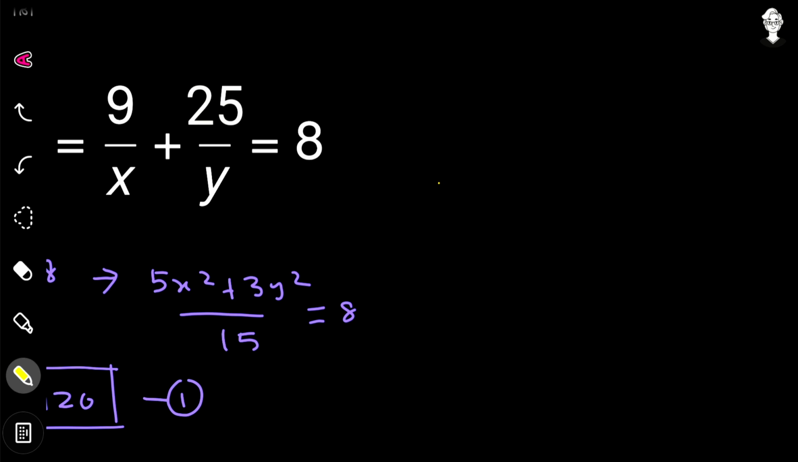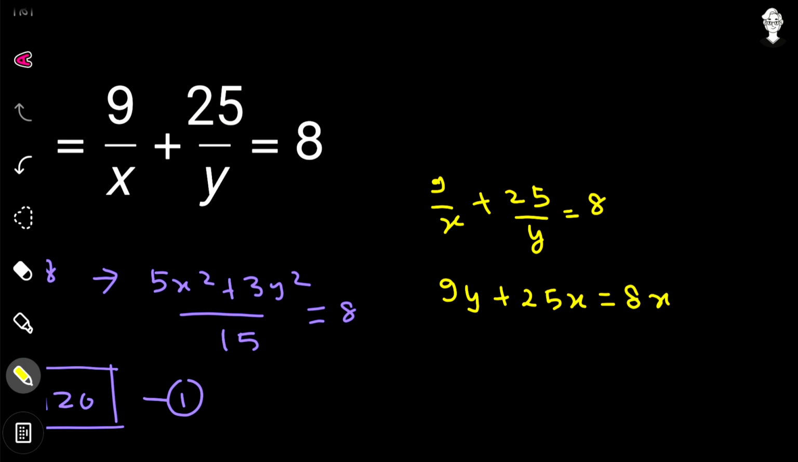So it is going to be like this way: 9/x + 25/y is going to be equal to 8. We will take the LCM, so we will get that 9y + 25x is going to be 8xy. Now from this we will get y in terms of x, and to do so we will subtract 9y from both sides. So in the left hand side we will have 25x, and in the right hand side we will have 8xy minus 9y.